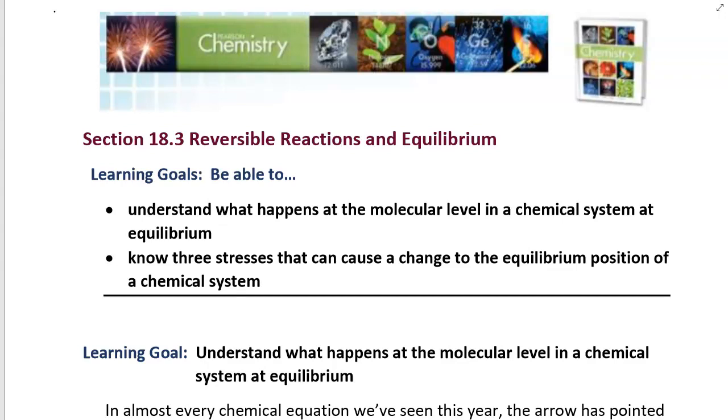This video is for section 18.3 about reversible chemical reactions and equilibrium. The first learning goal is to understand what happens at the molecular level in a chemical system at equilibrium. The second learning goal is to know three stresses that can change the equilibrium position of a chemical system.